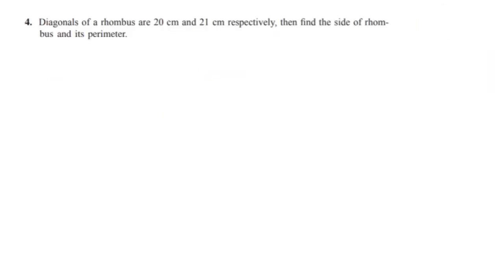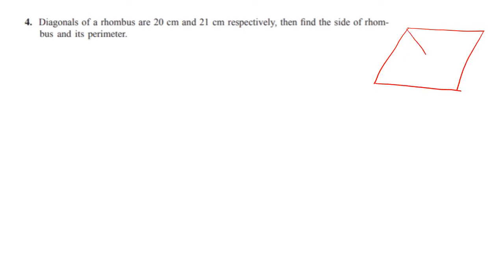The next sum says diagonals of a rhombus are 20 centimeters and 21 centimeters respectively. Then find the sides of the rhombus and its perimeter. For a rhombus, all sides are equal. So for that we need to find out the sides first. So for the rhombus, we need to draw the diagram.